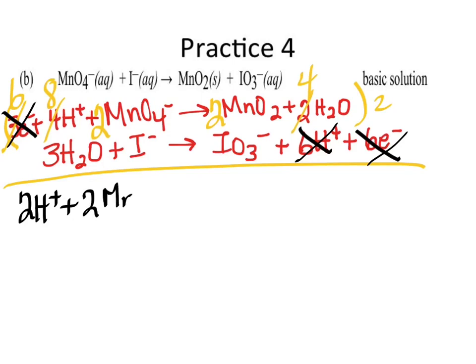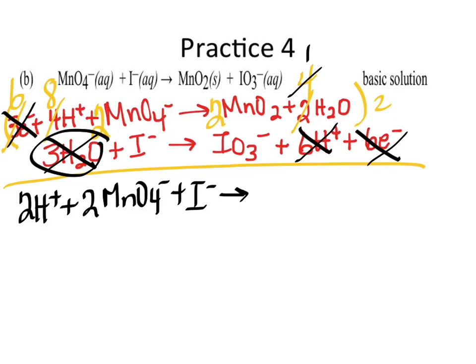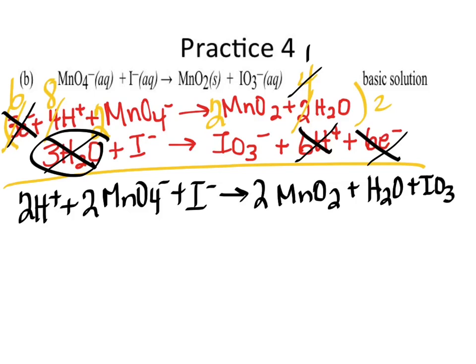plus 2 MnO4 minuses. I have 3 waters on one side and 4 on the other, so my waters go away, and I'm left with I minus. Why did water go away? Because I have 3 on one side, so water goes away on this side. There's still 1 left over on the other side. So 3 of the waters go away. So then that leaves me with 2 MnO2 plus a water plus IO3 minus.